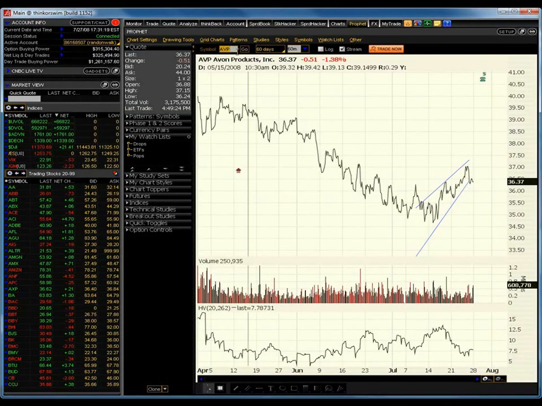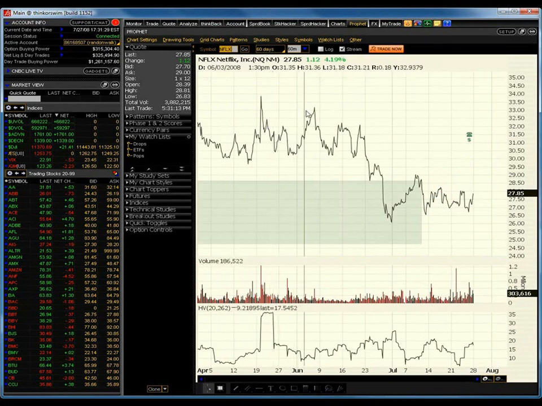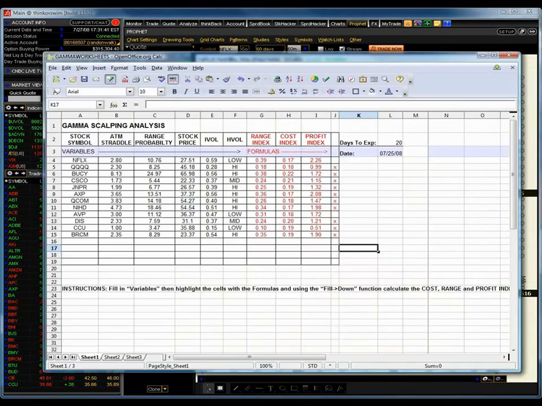If we take a look at Netflix, you can also see that it's also had fairly good number of opportunities both up and down over the past 60 days on a 60-minute chart for opportunities for scalping this stock based on the movement of the stock itself. So I would say our number one candidate is Netflix, and actually it also has the highest profit index. So the profit index really does work.